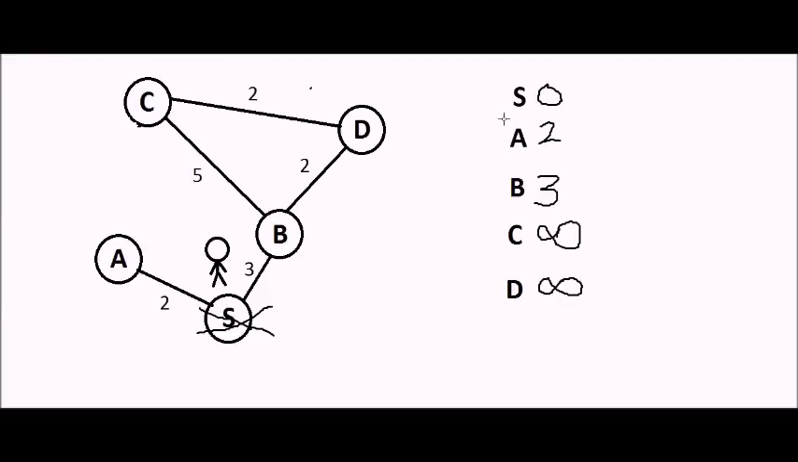So of the remaining unvisited nodes A, B, C, and D, the one with the shortest distance so far is A with a distance of 2. So we're now going to move to A. So we're going to do that same update procedure that we did at S. We're going to look around.